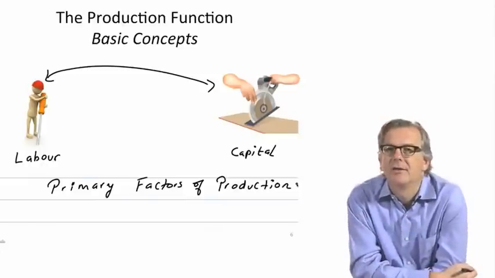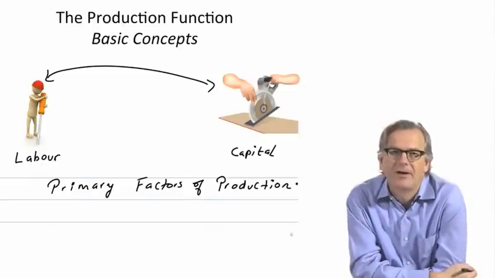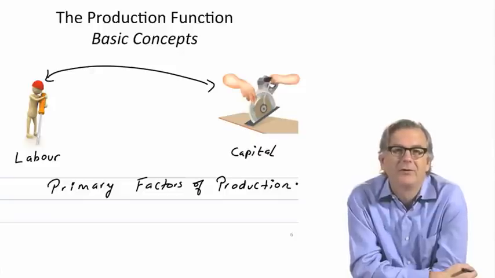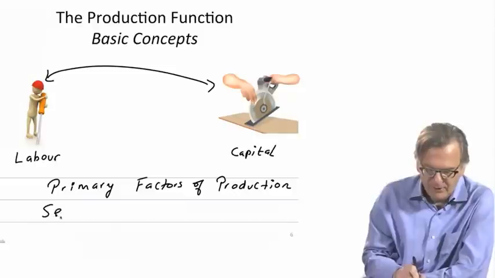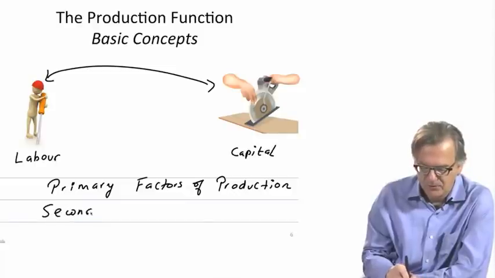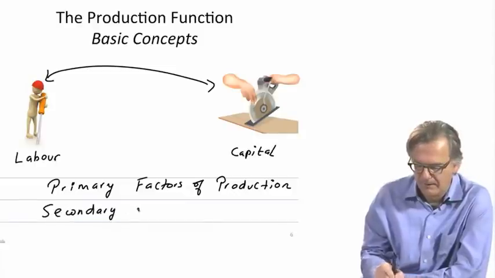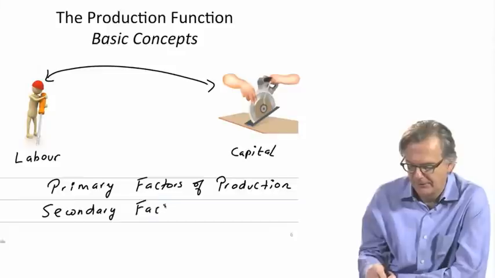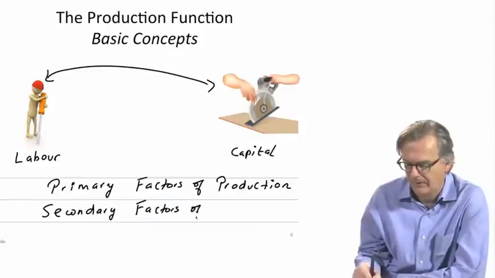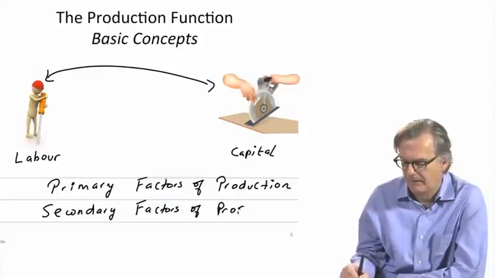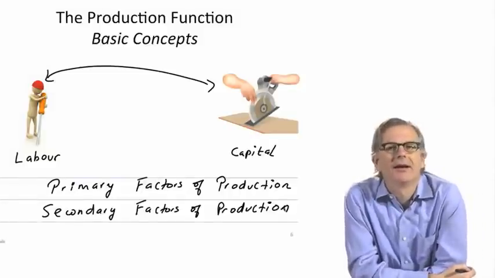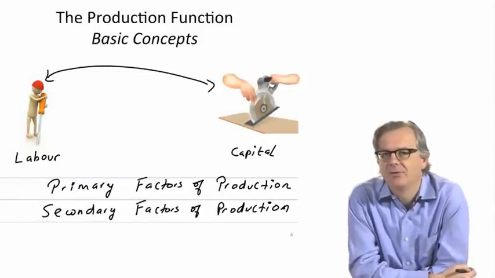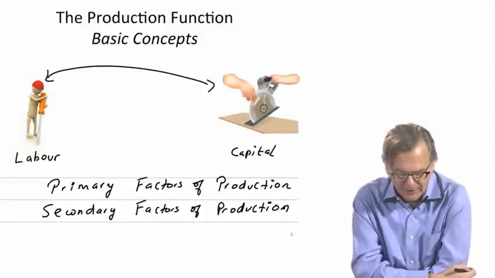They are, of course, not the only factors of production that influence firms' ability to produce output. There are a whole range of what we will call secondary factors of production. And secondary factors of production comprise anything other than labour and capital that influence firms' ability to produce output.